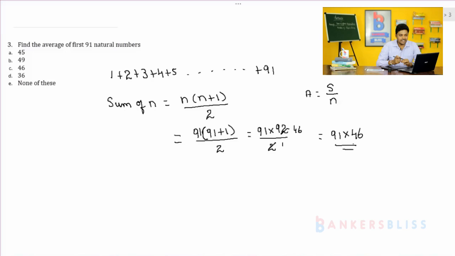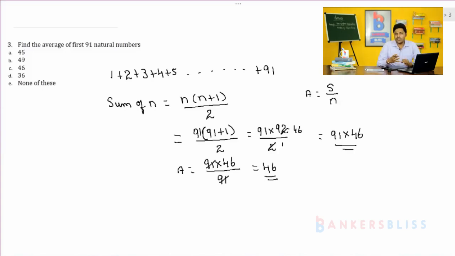Now, I have to calculate the average. So, average is equal to sum, which is 91 into 46, divided by the total number of observations. Here the total number of observations is 91. So, 91 gets cancelled, and the average value is 46. The average value is 46. So, this is the traditional approach we follow to calculate the average.